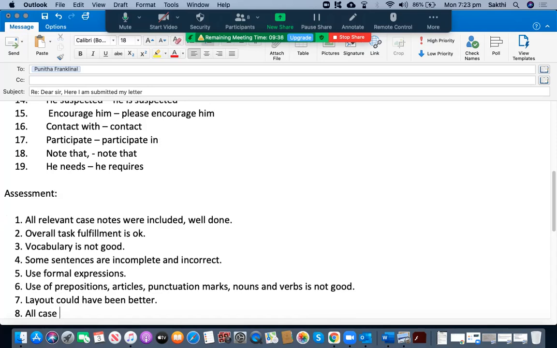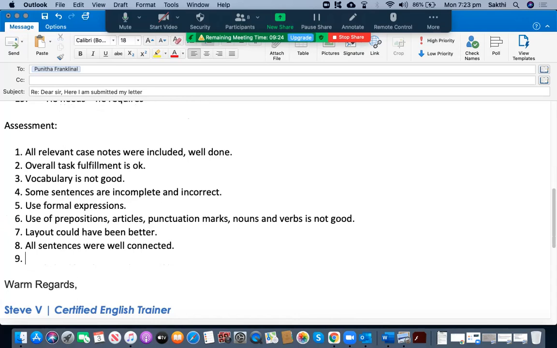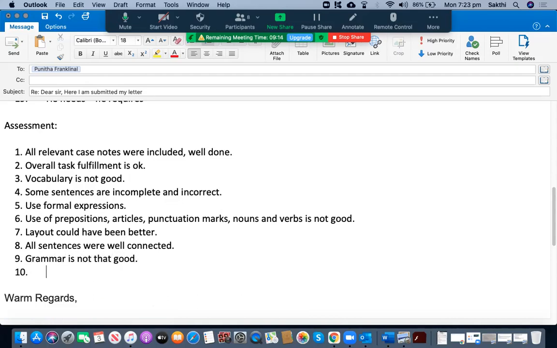All case notes, I mean all sentences, were well connected, except I think there was one sentence which was not connected properly. You have used "eventually," which is not good. Actually, it's not needed. Grammar is not that good. You have to improve that. And what else? Sentence structure, layout, use of prepositions, articles, that's all done. Passive voice could have been used more appropriately.